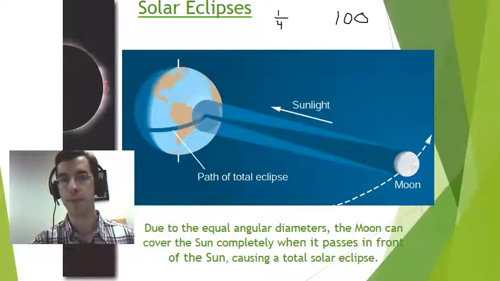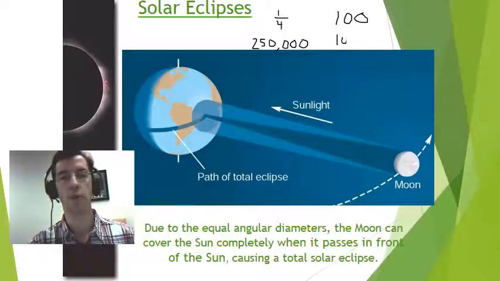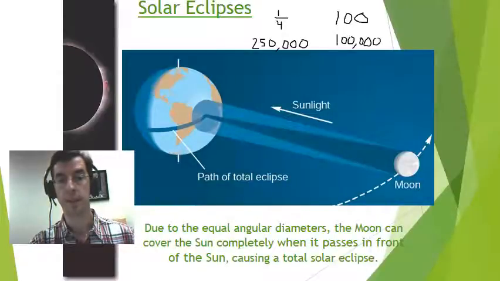Now, how about their distances from the Earth? The moon is about 250,000 miles away from the Earth. How about the sun? The sun, remember, is 1 AU away. How much is 1 AU? 93 million miles. Let's just call it 100 million miles between friends. So that's the distance between the sun and the Earth.